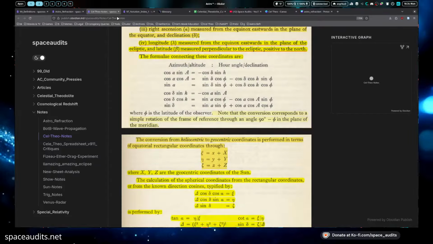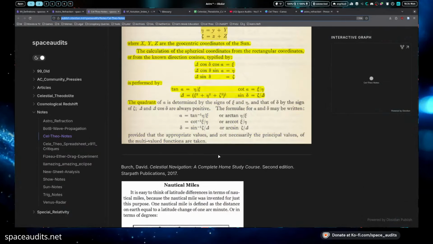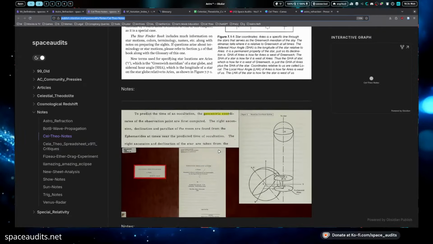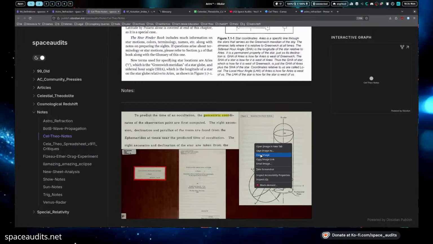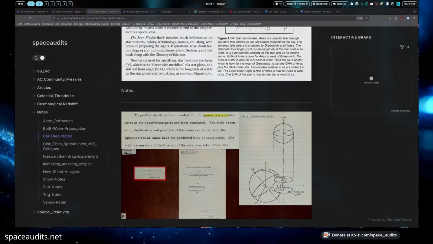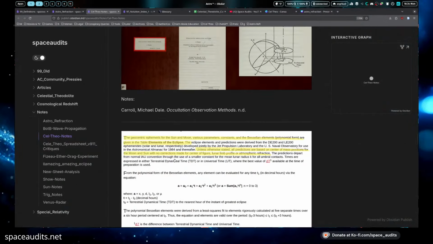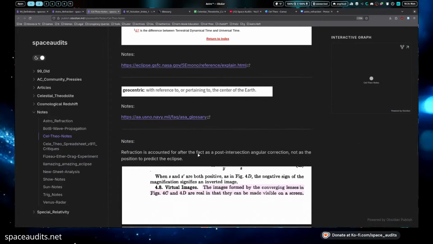But all of that we went over earlier, so we defined all of that here. And I think that here's the Besselian element conversion that they use. And there was one more.